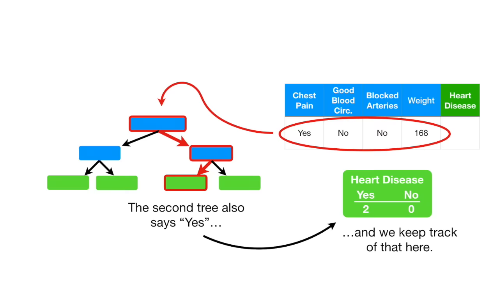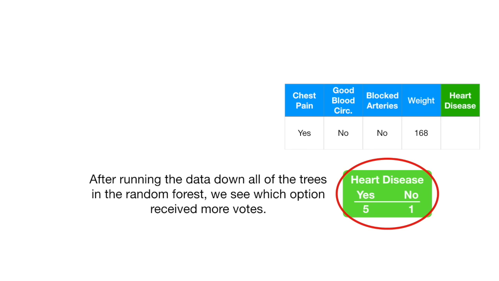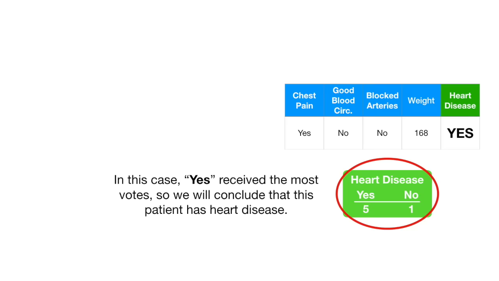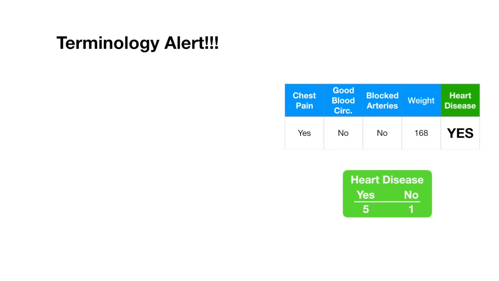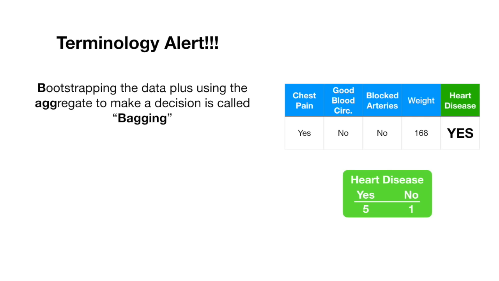And then we repeat for all the trees we made. After running the data down all of the trees in the random forest, we see which option received more votes. In this case, yes received the most votes, so we will conclude that this patient has heart disease. Bam! Oh no! Terminology alert! Bootstrapping the data, plus using the aggregate to make a decision, is called bagging.